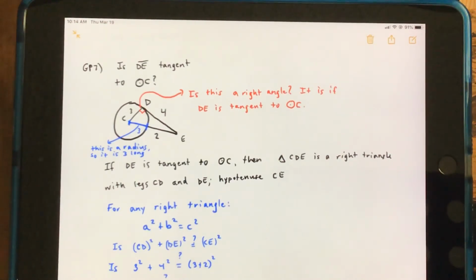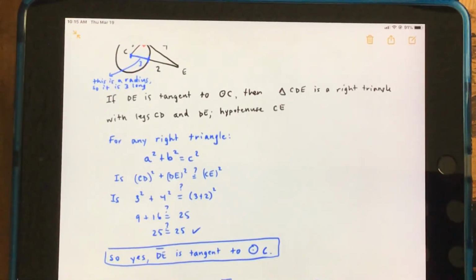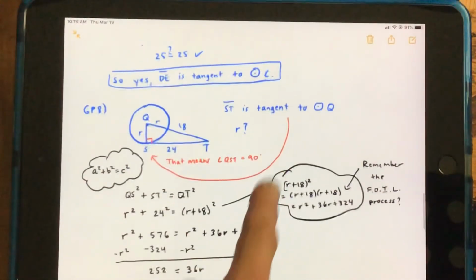So let's go ahead and use our Pythagorean theorem. We're going to ask the question, are those two legs measuring 3 and 4 units long, squared and added, equal to the hypotenuse, which is 3 plus 2, so that's a total of 5. So is 3 squared plus 4 squared equal to 5 squared? We're asking the question, so notice the question marks that we have over our equal signs. When we work out that Pythagorean theorem, we notice the statement is true. We know for sure then that line segment DE must be tangent to circle C because it does form a right angle.